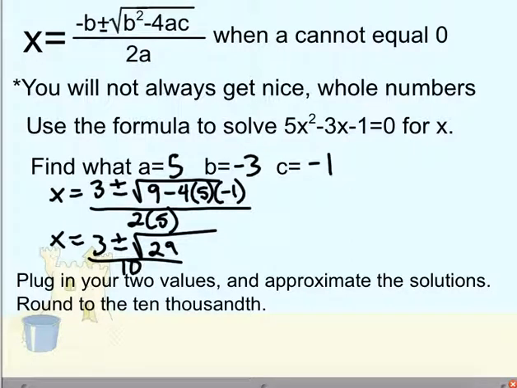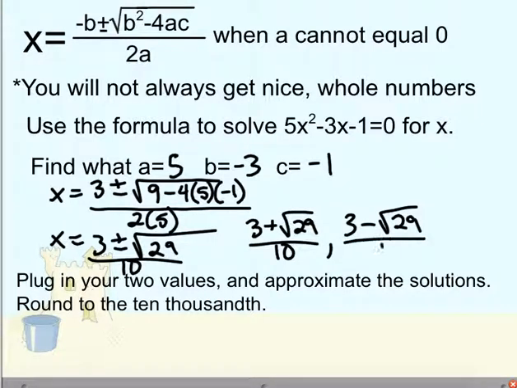Now, none of that can simplify, honestly. That radical of 29 is not going to help us, and we can't simplify it, so we just have to say my two solutions are this: 3 plus the square root of 29 divided by 10, and 3 minus the square root of 29 divided by 10. You can plug them into a calculator to estimate them to the nearest thousandth, and plug them into your quadratic. You can also plug them into the quadratic as it is right now, but it's definitely a little bit more complicated.